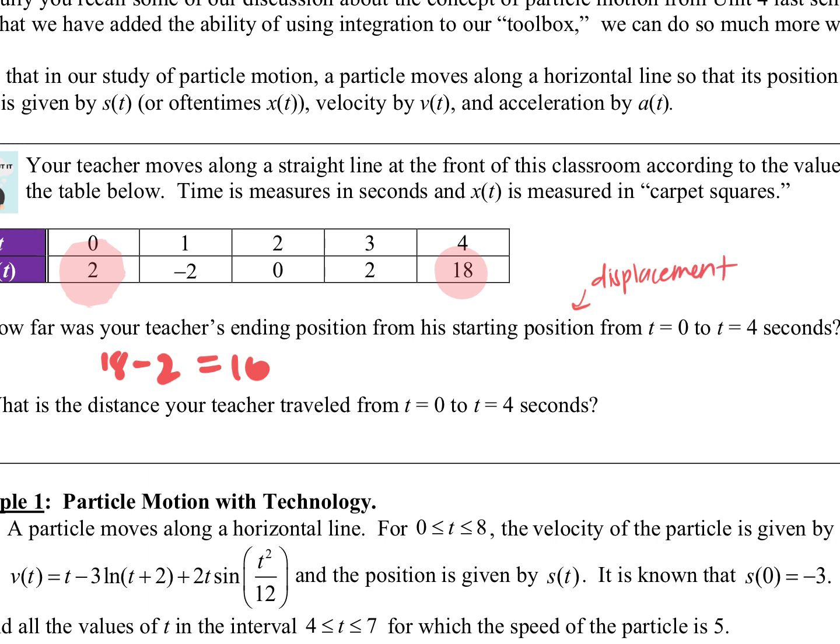The next one says, what is the distance that your teacher traveled from t equals 0 to t equals 4? Well, I need to find the distance between each of these values. From 2 to negative 2, how many carpet squares are those? 4. From negative 2 to 0, that would be 2. 0 to 2, there's 2. From 2 to 18, there is 16. So if I add all of those together, that's the total distance traveled. That would give me 24. Okay, distance versus displacement.